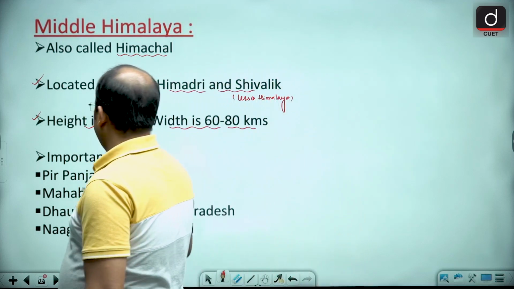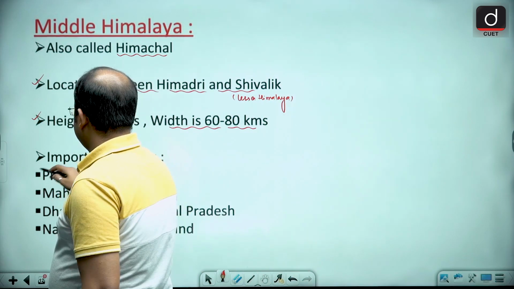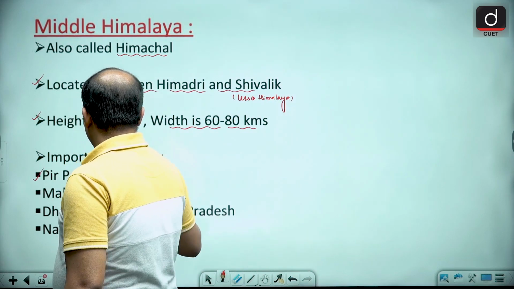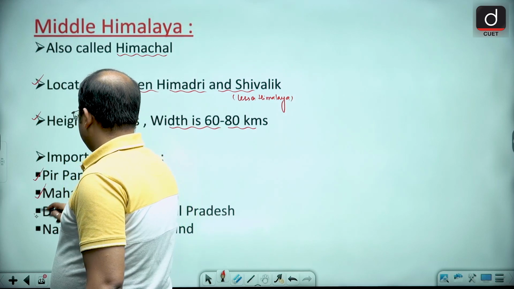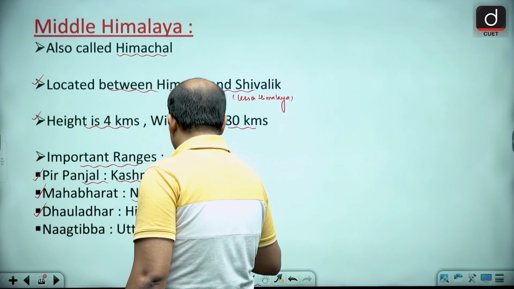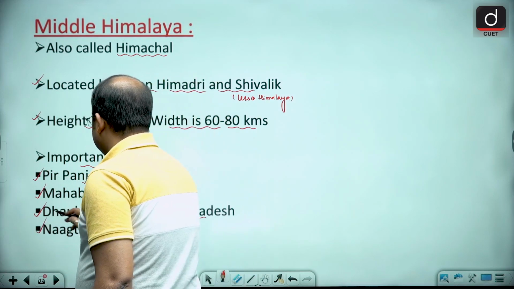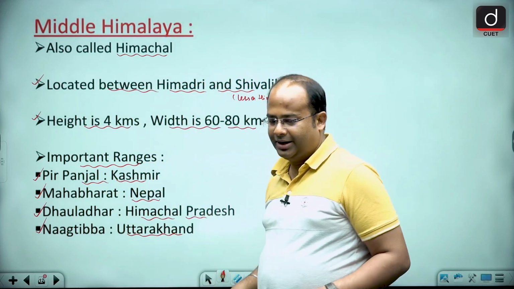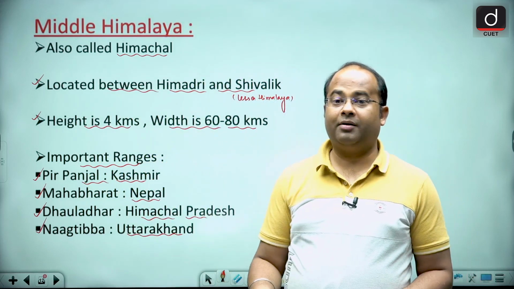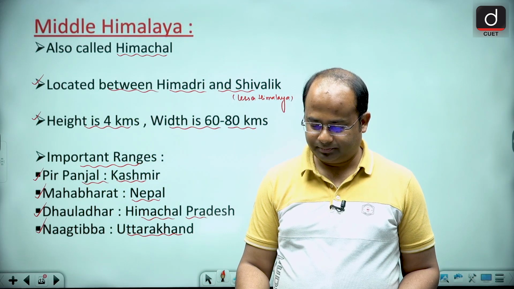Now next are the important ranges. We have the Pir Panjal range in Kashmir, then the Mahabharat range in Nepal, the Dhauladhar range in Himachal Pradesh, plus Nagtibba in Uttarakhand. So these are the important ranges of Middle Himalaya.